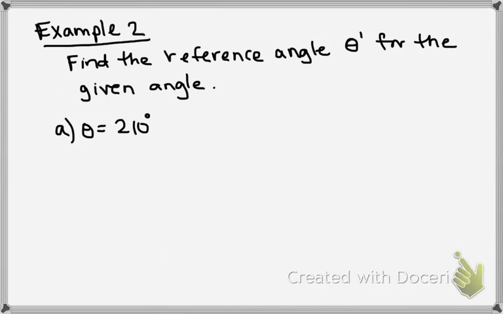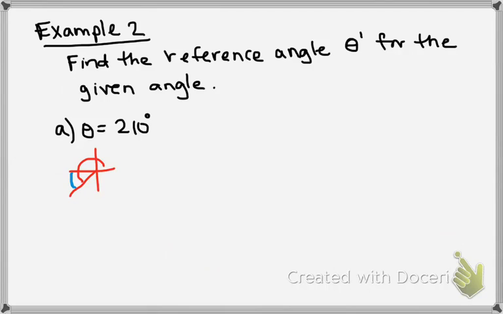So now let's look at a couple examples of finding these reference angles. Example 2 says find the reference angle theta prime for the given angle. So if they give us that our angle is 210, first thing you need to do is figure out which quadrant it's in. So 210 would be over in the third quadrant because it is more than 180 but less than 270. So here's my original angle. Then in the third quadrant, our reference angle, going back up to that x-axis, would be right there.